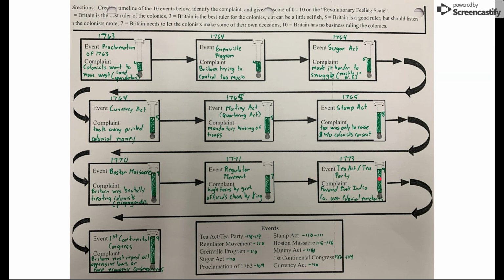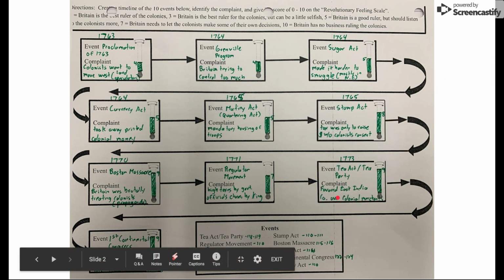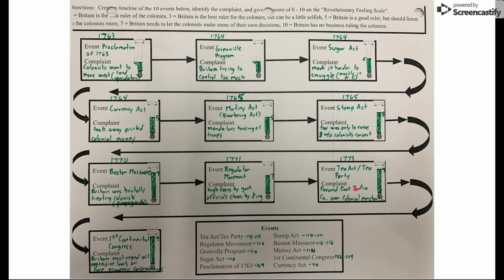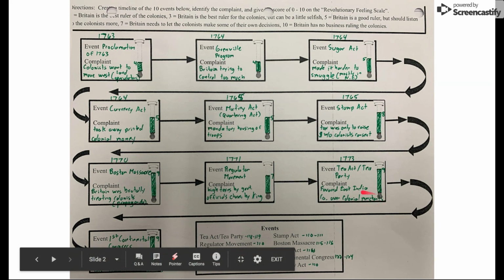The Tea Act, however, brings that pressure up again. And this is because it's not about taxes, the Tea Act. What it's really about is giving preference to the East India Company, a British business, over the colonial merchants, because it gave a monopoly of the tea industry to the East India Company. The price of tea actually dropped, but the colonial merchants felt like it wasn't fair because they were shut out of competition. So that makes them angry as well.